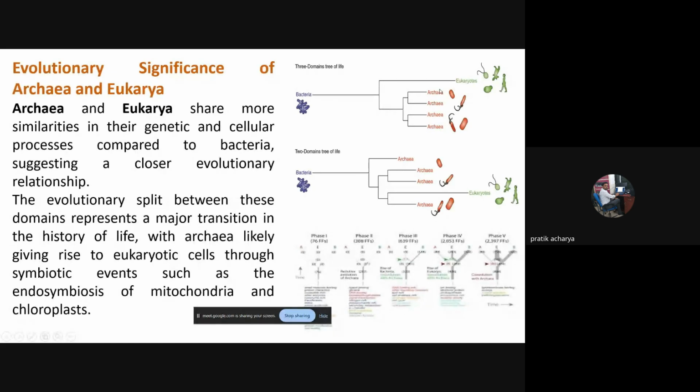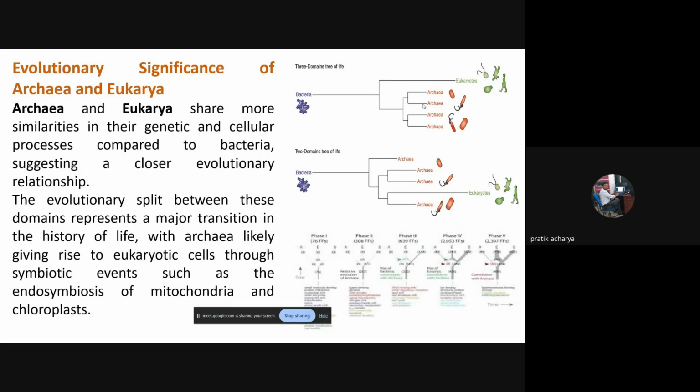From this structure we can conclude that structural analysis showed that archaea and eukarya developed from a common ancestor. That's why they have more evolutionary significance. They have more similarities. Okay, so this is the basic idea.